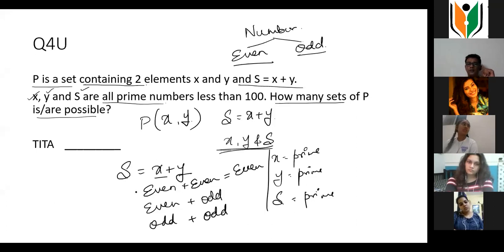What are you saying? You are saying that X is a prime number, Y is a prime number, and S is a prime number. Can you have 3 prime numbers which are even? No, you do not have that list at all.